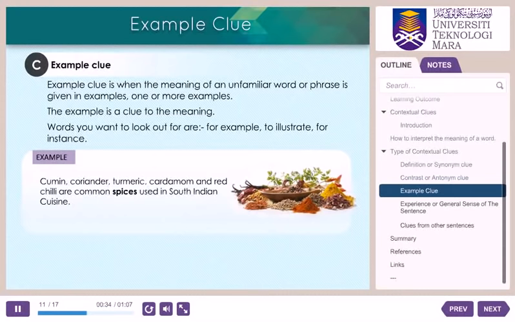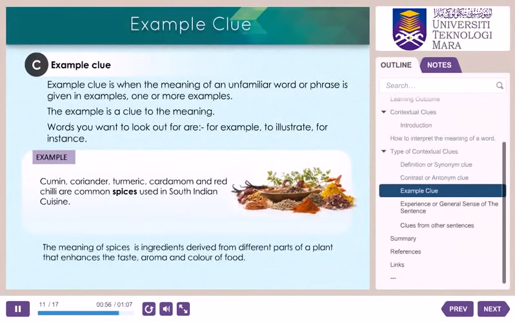In the example given, cumin, coriander, turmeric, cardamom, and red chili are mentioned as examples of spices used in South Indian cooking. These spices contribute heavily to how a dish will taste. The meaning of spices is ingredients derived from different parts of a plant that enhance the taste, aroma, and color of food.